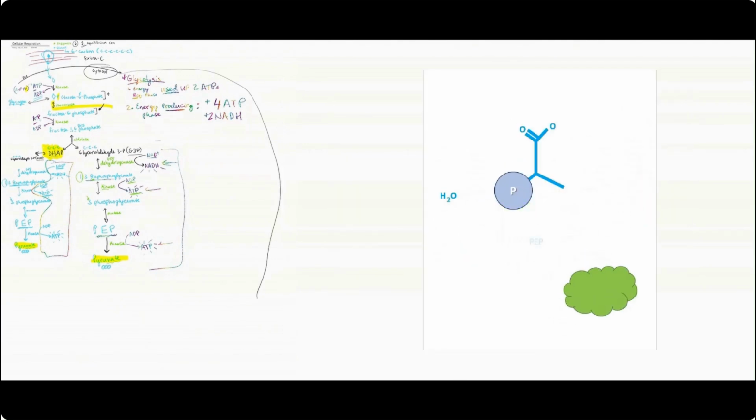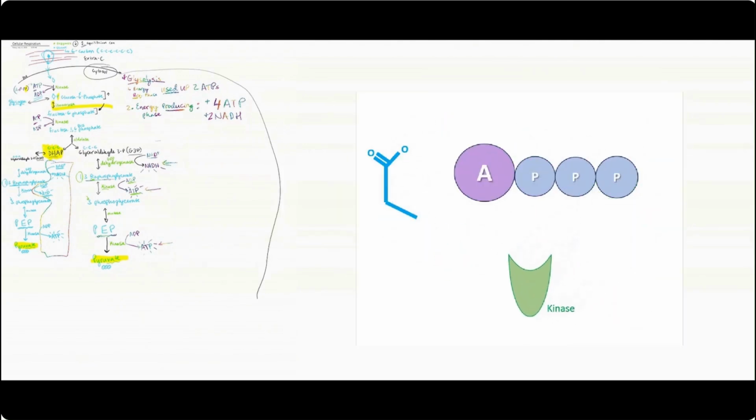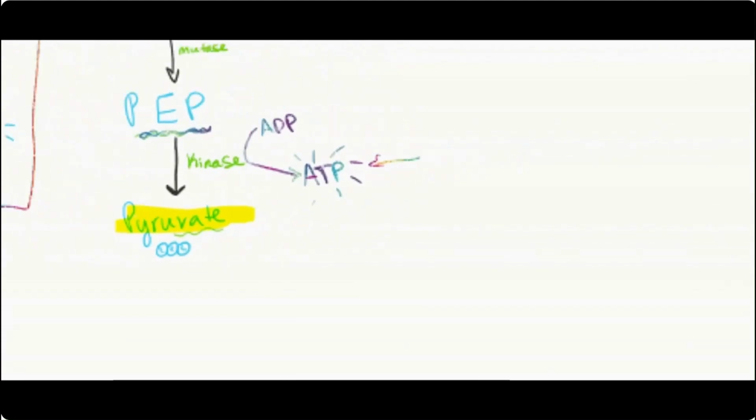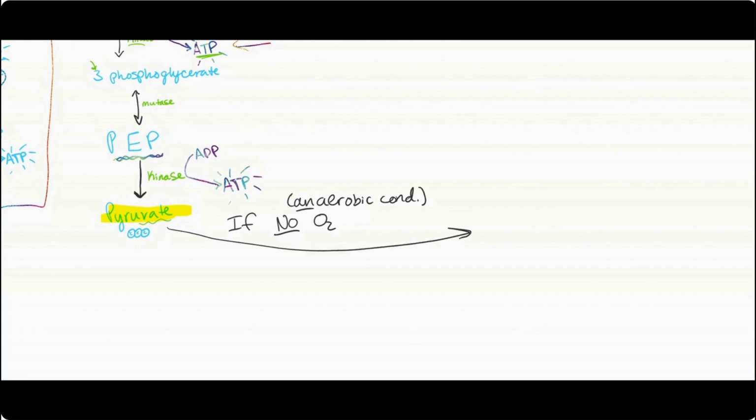Now that we have our pyruvate molecule, there are a couple of options, all right? Option number one is if there is no oxygen around, so that would mean we are in anaerobic conditions, then pyruvate would actually get converted into something called lactate. People also commonly refer to lactate as lactic acid.